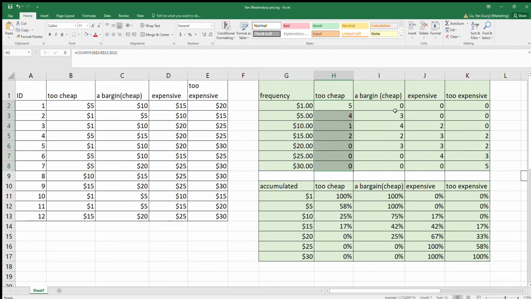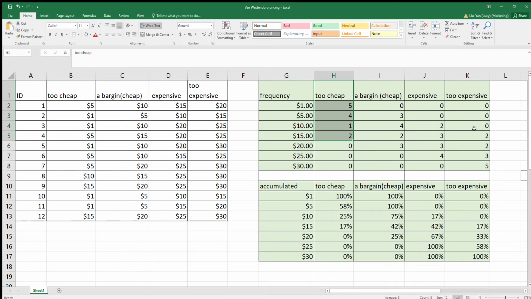Next we do the bargain. How many people think $1 is a bargain? We go over here in the data. Nobody thinks $1 is a bargain, so it's 0. Again, we do the same for all the rest of the cells here. Now this table shows you how many people think what price is too cheap, a bargain, expensive, or too expensive.